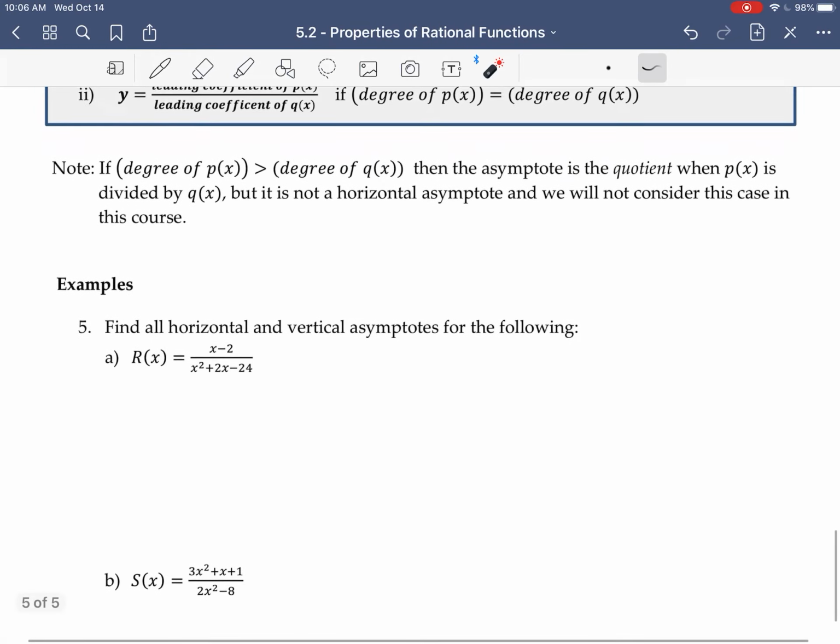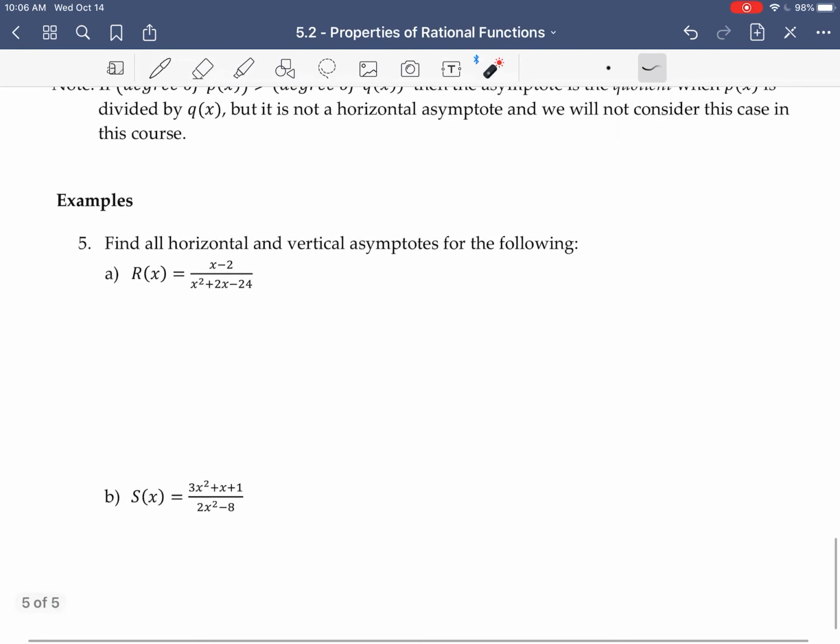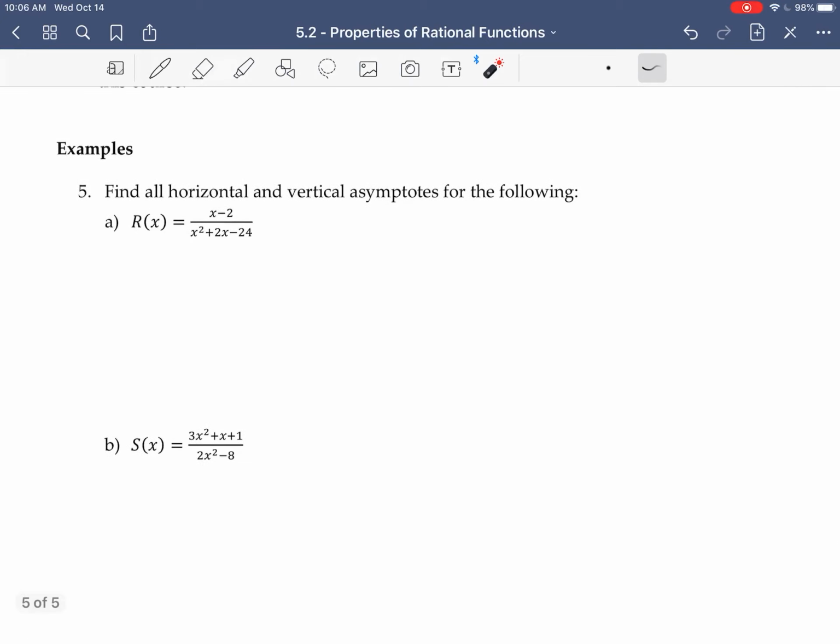Okay, so let's do an example. I'm going to do part A here. Find all horizontal and vertical asymptotes for the following. We'd want to think about this in factored form. The top is going to be x - 2. For the bottom, I want two numbers that multiply to give negative 24 and add to give positive 2. So I think that's plus 6 and minus 4.